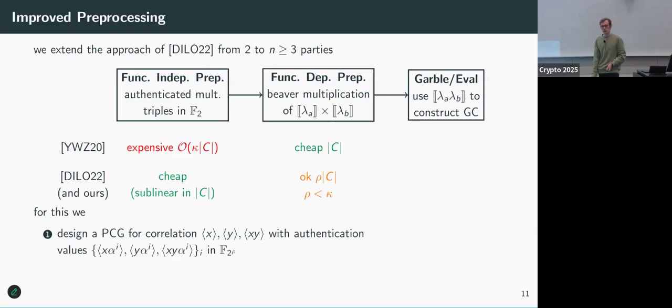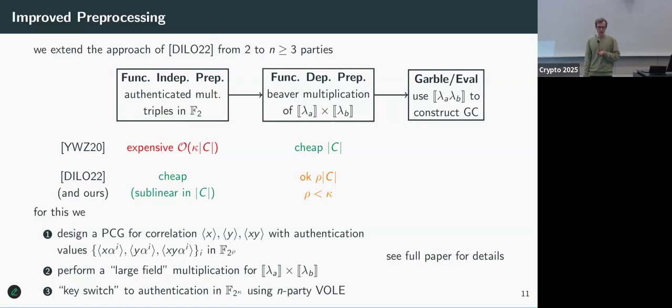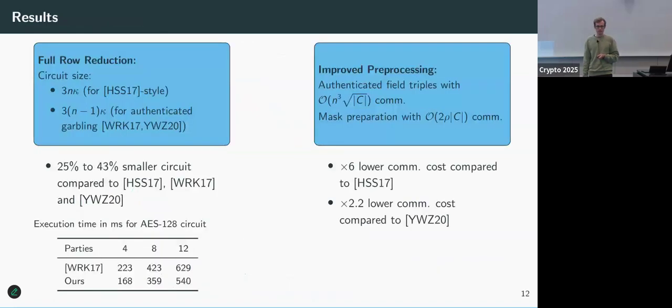So concretely, what we do is we design a PCG protocol for some authenticated multiplication correlation. And then we perform a large field multiplication to multiply the lambda A and lambda B values. And then, since we are still in the smaller field F2 to the rho, we key switch this authentication key from F2 to the rho to F2 to the kappa, using also an N-party VOLE protocol, which is also very efficient in communication. This is described in the full paper.